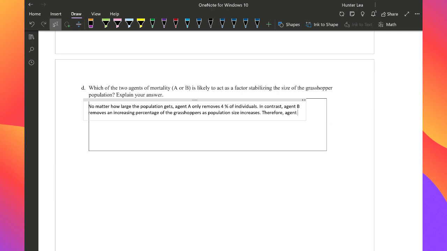Therefore, we can say that Agent B is more likely to act to stabilize the size of the population over time. So when we say a stabilizing factor, in this context, we are talking about maintaining a population that the environment can support. We are avoiding overpopulation.